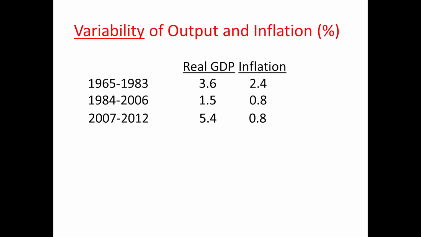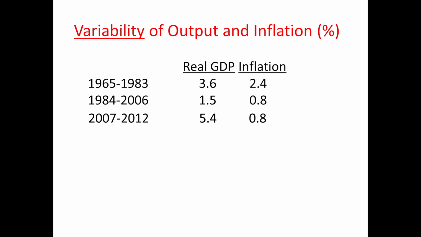So this table shows you that from the mid-60s into the early 80s, the bad period, we had very volatile real GDP. It was 3.6. This is a standard deviation, 3.6%. Inflation was quite volatile. It went up and down during that period. And then things got much better from 84 to relatively recently. A much smoother behavior. That measure of instability came way down, as did inflation and GDP.